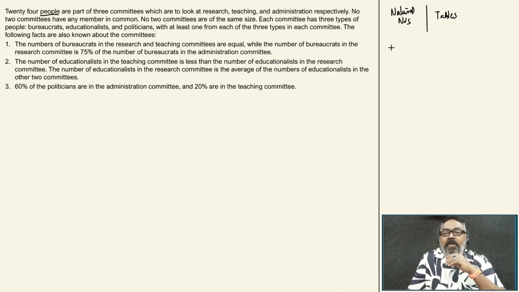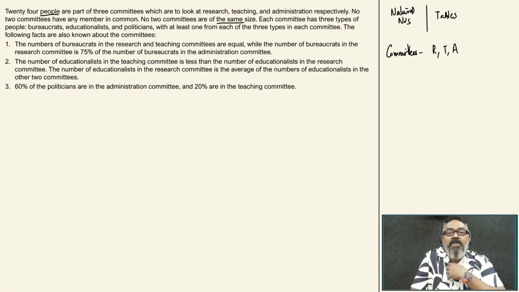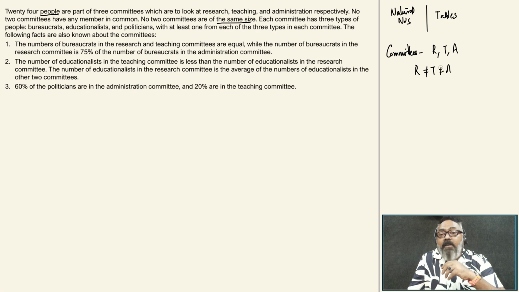So there are three committees. So we have committees R, T, and A, right? No two committees are of the same size. So okay, that is wonderful. R is not equal to T is not equal to A. Then it says each committee has three types of people. The number of committees has to be a natural number. The people have to be a natural number. You cannot have 1.5 committees, right? You have one committee. These are natural numbers.